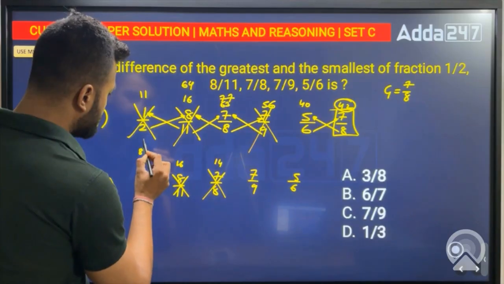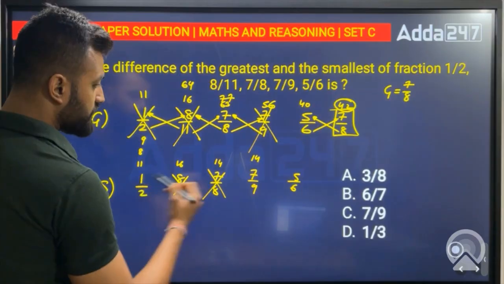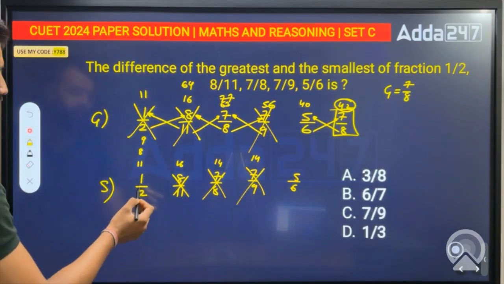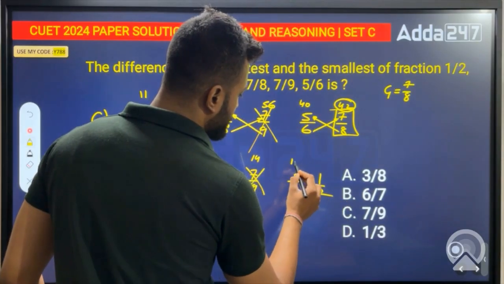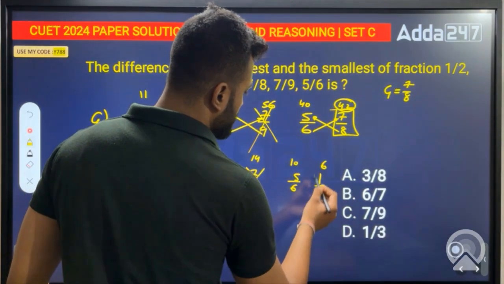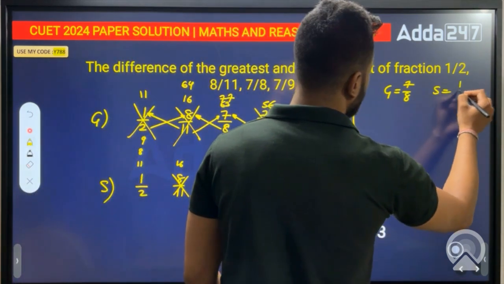9 ones are 9. 2 7s are 14. Again, this one is smaller than this. Remove this. I'll compare this and this now. I'm writing it here, 1 by 2. 2 5s are 10. 6 1s are 6. Smaller is this one. Obviously this will be the answer. I will get the smallest also. Smallest how much, sir? 1 by 2.